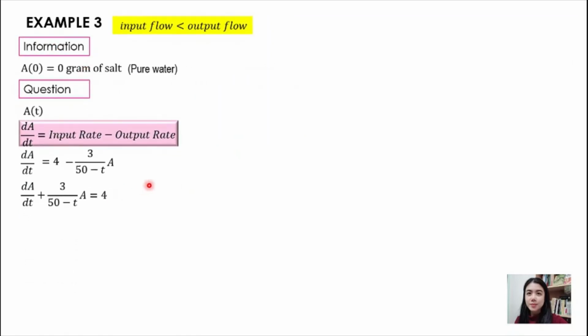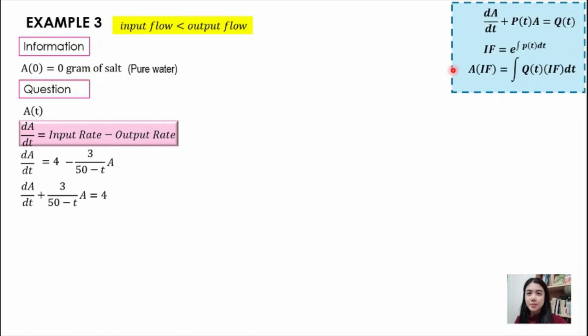Okay, let's compare the differential equations that we have here with our general form. So you can know your P(t). Your P(t) is the one that is next to the variable A. Then you will know your Q(t). Then let's figure out the integrating factor by using this formula. Substitute your P(t) into here, so you will have the next line.